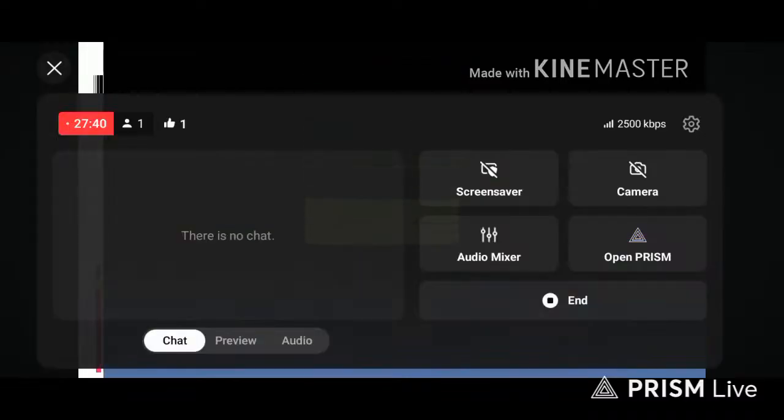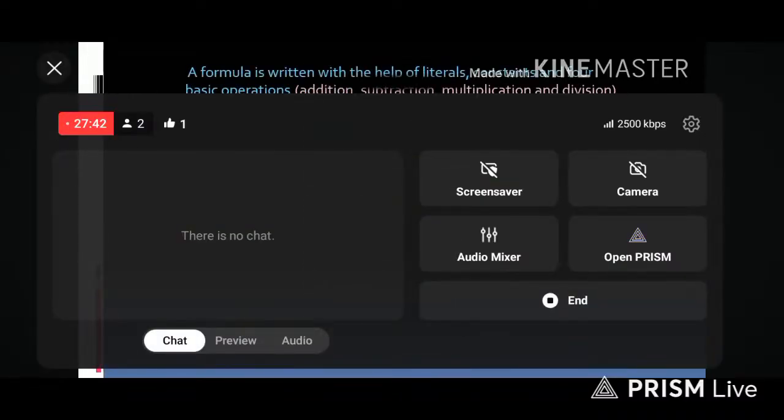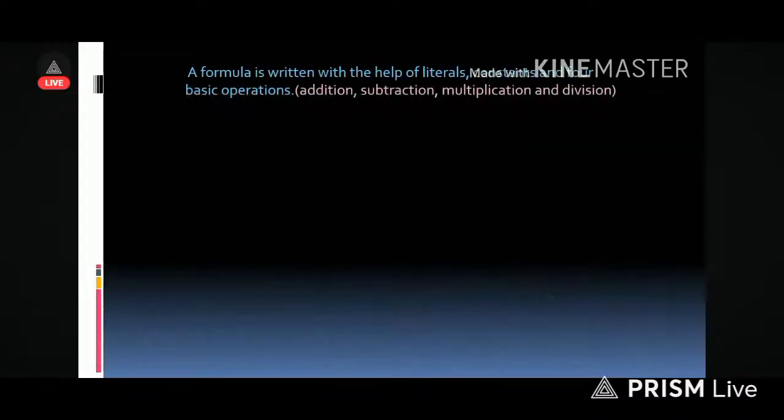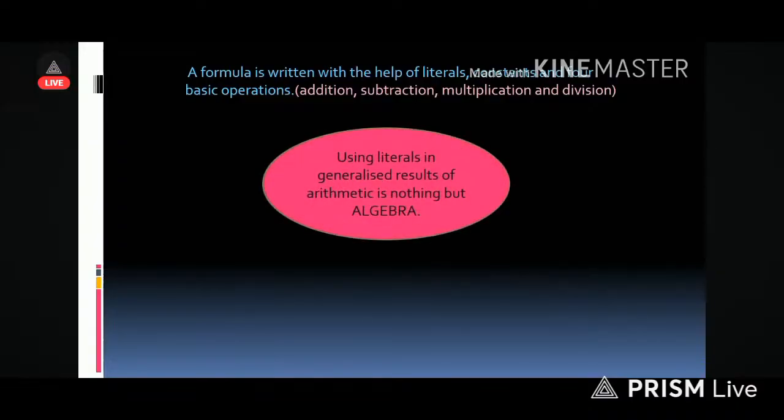What is algebra? A formula is written with the help of literals, constants and 4 basic operations, means addition, subtraction, multiplication and division. जब हम कोई formula लिखते हैं literals को use करके, constants और 4 basic operations, plus, minus, मल्टीप्लिकेशन एंड डिवीजन, इनका यूज करके, वो अलजेब्रा होता है. एक्चुअली यूजिंग लिटरल्स इन जनरलाइज्ड रिजल्ट ऑफ अरिथमेटिक इज नथिंग बट अलजेब्रा.